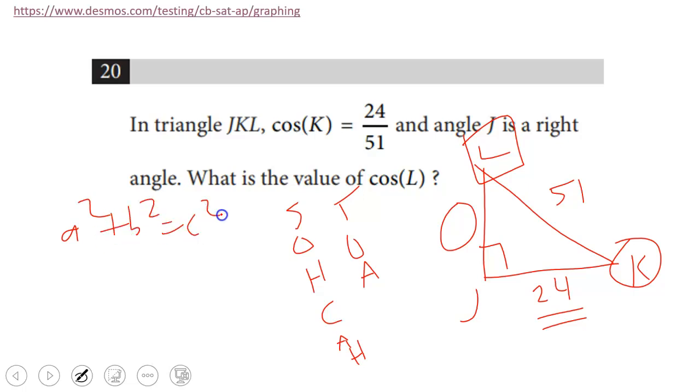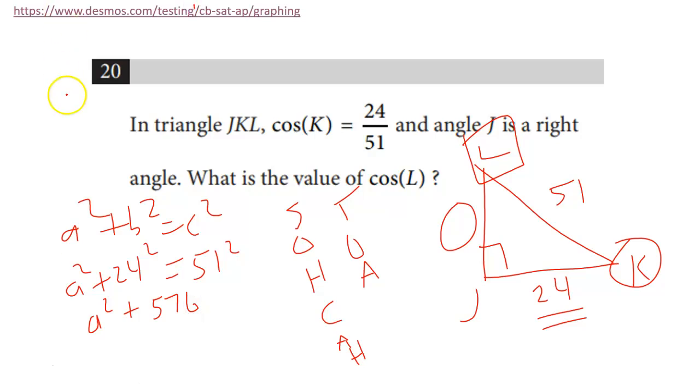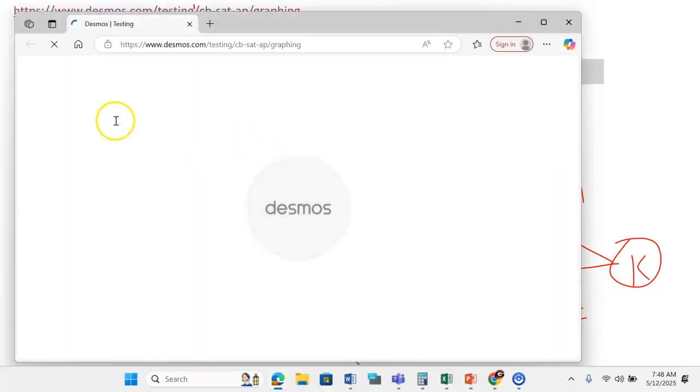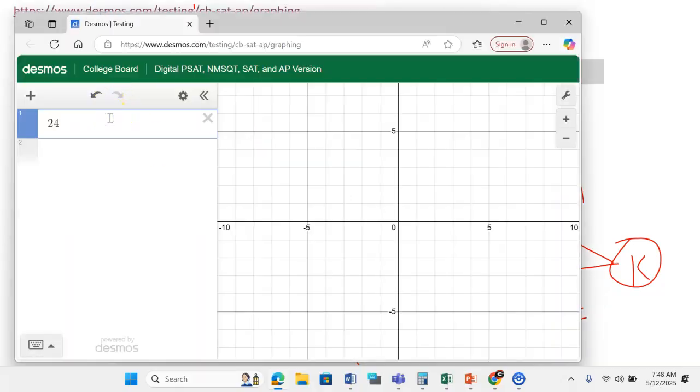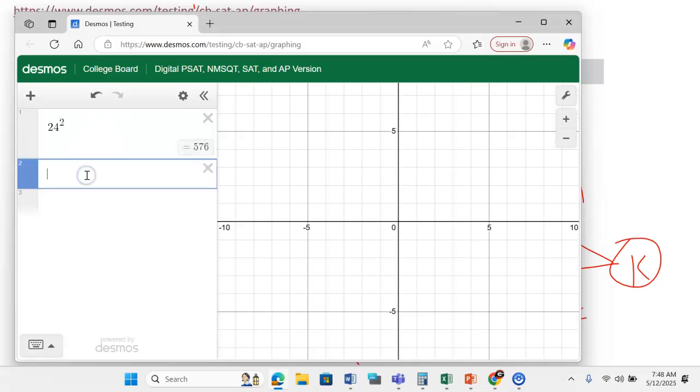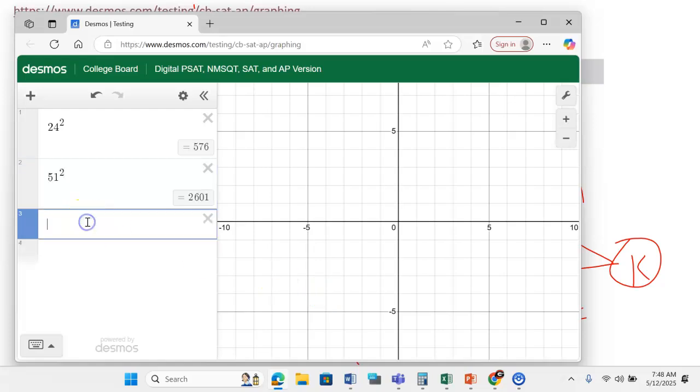Okay. When you do the Pythagorean theorem, remember it's to find a missing side in a right triangle, and the hypotenuse always goes in for C. Doesn't matter which one's A and which one's B. Okay, so A squared, that's 576. 51 squared, let's see what 51 squared is. So I'm going to verify 24 squared is 576. 51 squared is 2601. I'm going to have to subtract those.